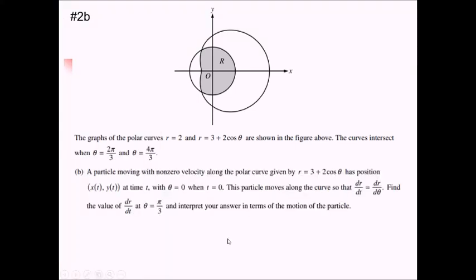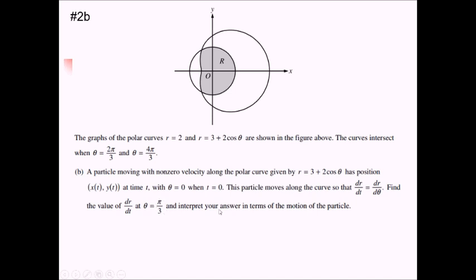For this part of the problem, we have a particle with a non-zero velocity going along this polar curve here, this cardioid. And let's see, at theta equals 0, time is 0. It moves along the curve so that the rate of change on the curve with time and the angular rate of change are the same thing. And we want the value of dr over dt at theta equals pi over 3.